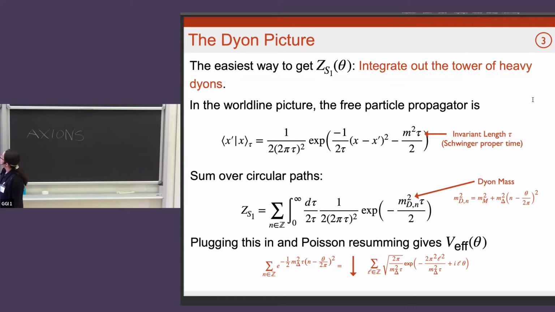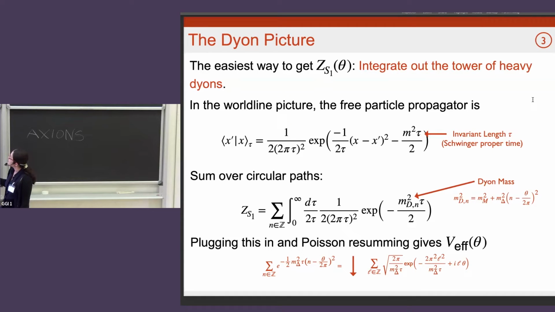This propagator depends on the starting and ending position. It depends on the mass squared. It depends on tau, which is the invariant length or Schwinger proper time for your path, so that's the size of your circle. What we're doing is a sum over all those different circular paths. Here, Z_FS1 is that sum.